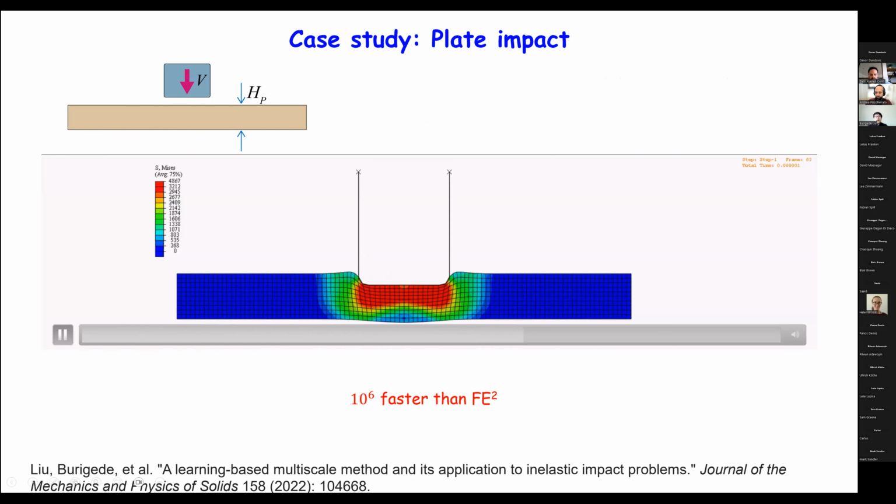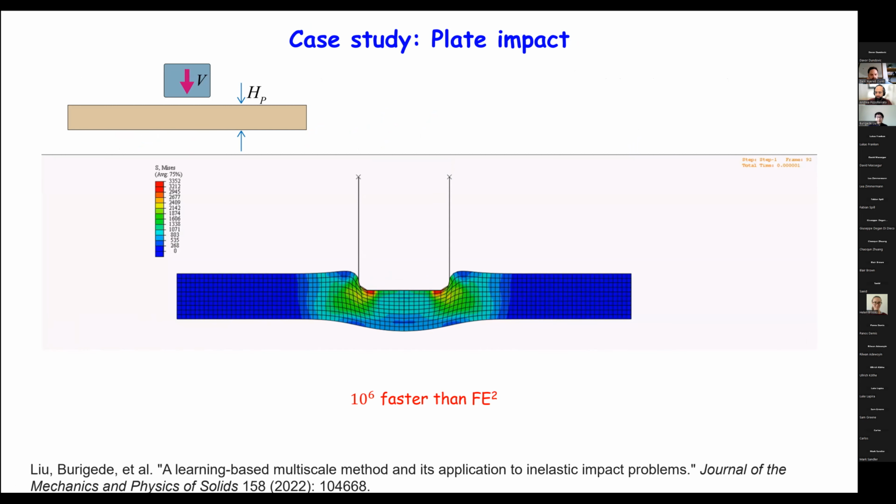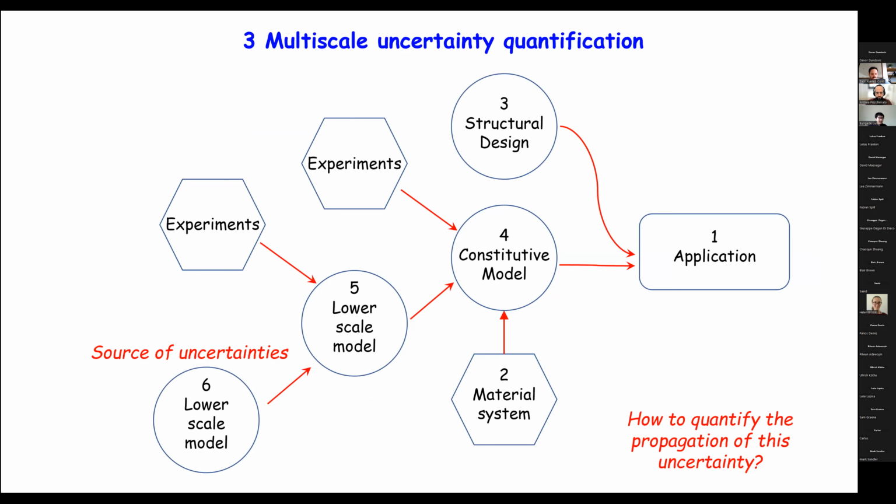So what we have found is that if we use this recurrent neural operator approximation as a surrogate model for a fast Fourier solver, we end up with 10 to the power of 6 times faster than FE square, which is the conventional approach. That really gives us a lot of confidence that using neural operator approximators is a really promising way of addressing these challenges.